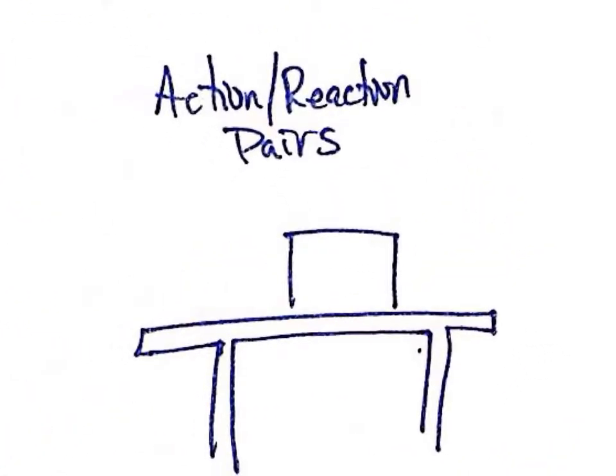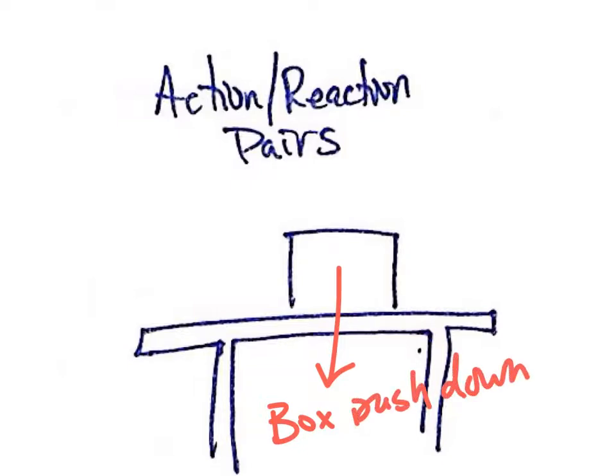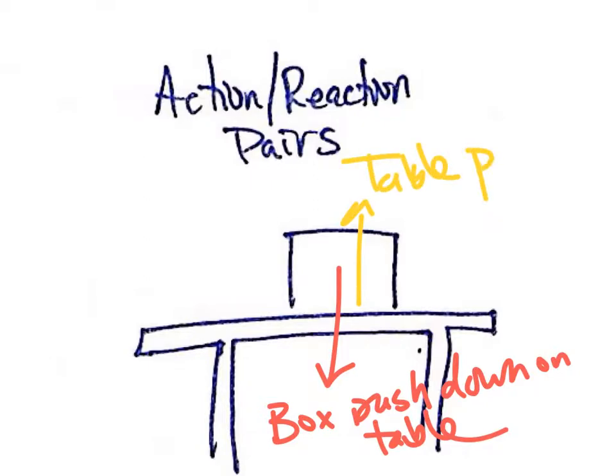And if we look at, let's call this a box on a desk, we have an action-reaction pair going on here. And one is that the box is pushing down on the table. So this is box pushing, I'll write everything, just to be thorough. Box pushes down on table. And the opposite of that is the table pushes up on box. And so that's the way things work.